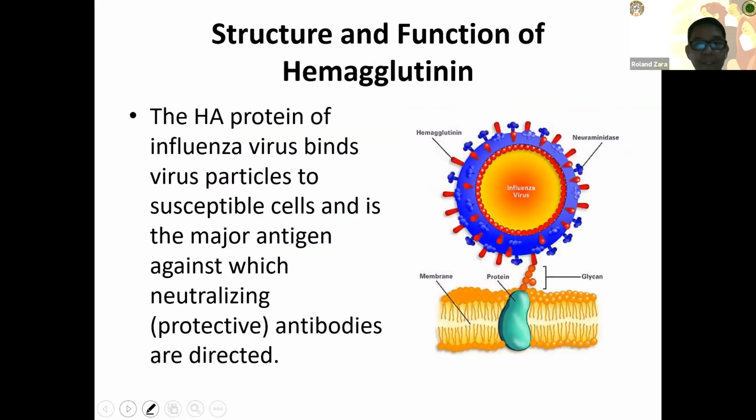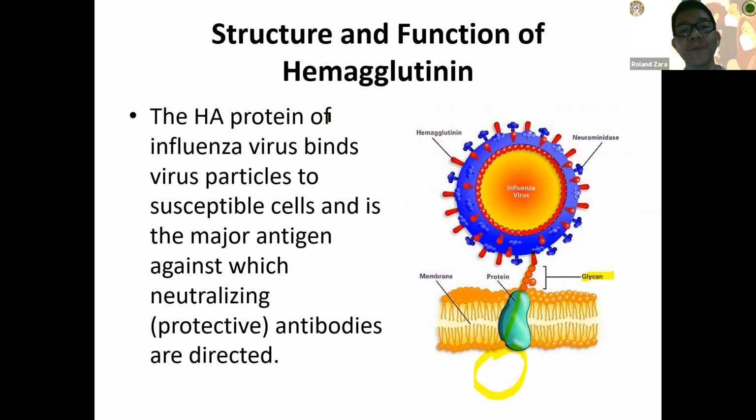Okay, now the structure and function of hemagglutinin. You see here, this is the plasma membrane. This is the receptor. The receptor is made up of carbohydrate glycan. You see here the hemagglutinin. The hemagglutinin binds to the glycan receptor of the plasma membrane so that this virus can get internalized, get endocytosed, and go inside the cytoplasm.